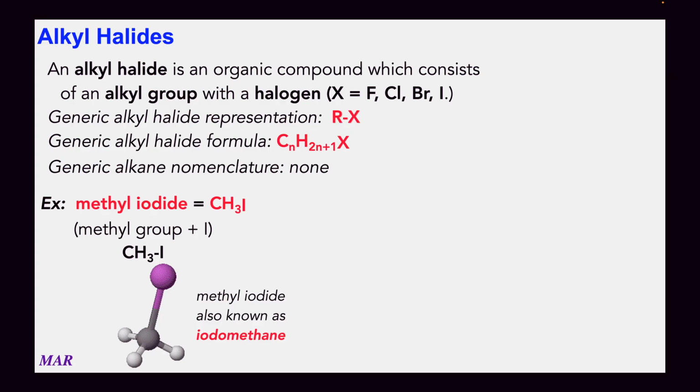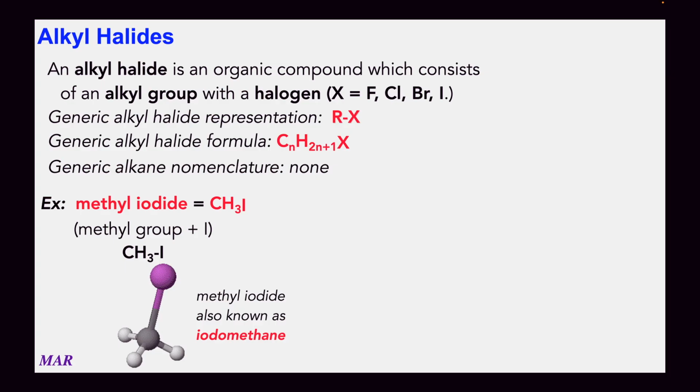Now, the generic formula for an alkyl halide, assuming there's only one halogen, would be CnH2n+1X. So you'd have one halogen taking up one of the spaces where the hydrogen was. If you had 2 halogens, then you'd have just 2n hydrogens, etc., etc.